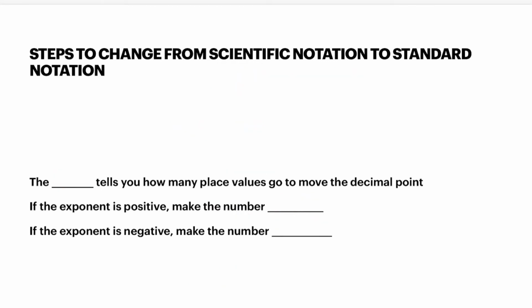So our next number that we're going to take a look at is 8.651 times 10 to the 7th. So once again, our exponent tells you how many place values to move the decimal. Now, instead of filling out this bottom part over and over again, let's just take a look. Our exponent is 7. So our exponent is definitely positive.